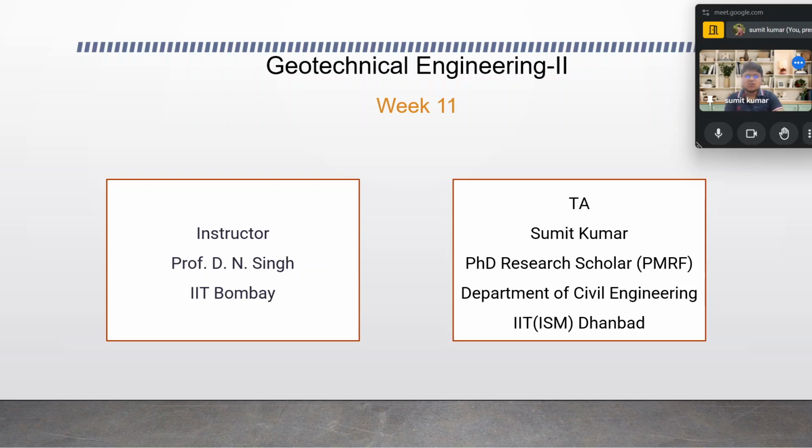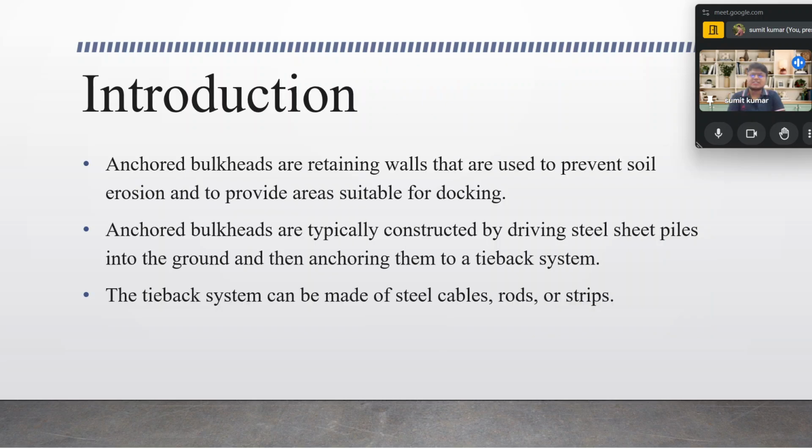Okay. First of all, starting with the bulkhead concept, anchor bulkheads are retaining walls that are used to prevent soil erosion and to provide an area suitable for docking. Anchor bulkheads are typically constructed by driving steel sheet piles. As we have understood, sheet piles can be made of different materials, maybe steel, maybe wood, or maybe concrete. They are temporary as well as permanent, and where it is permanent and where it is temporary, we have gone through in detail in the previous class. And the tie, this is a tieback system, can be made up of steel cables, rods, or strips. You will see in the image coming ahead.